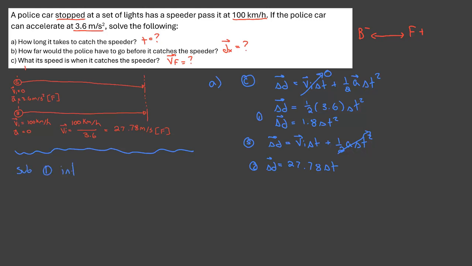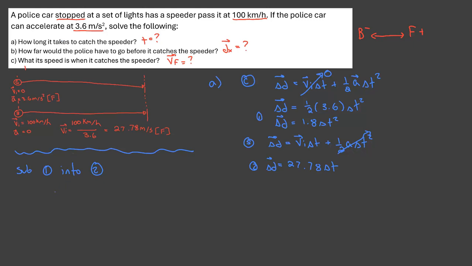I can make a note here and say sub 1 into 2. And the reason why I can do that is because I know that eventually their distances are going to be equivalent to each other, right? Eventually the cop is going to accelerate until it reaches the speeder, and at that time they're going to have the same distance, and therefore I can solve for the time in which they both meet each other. Therefore, how long it takes to catch the speeder solves our part A.